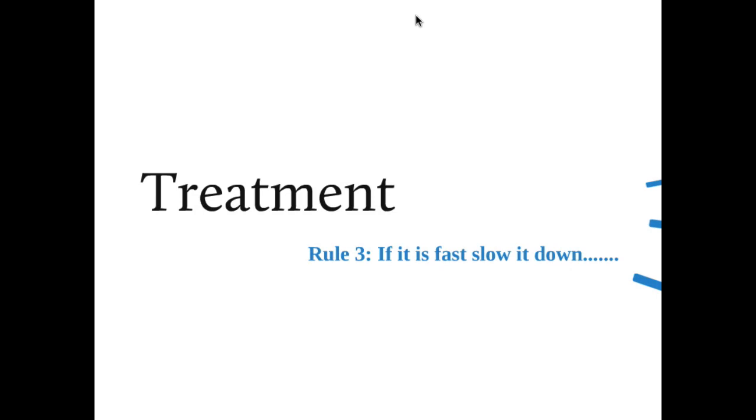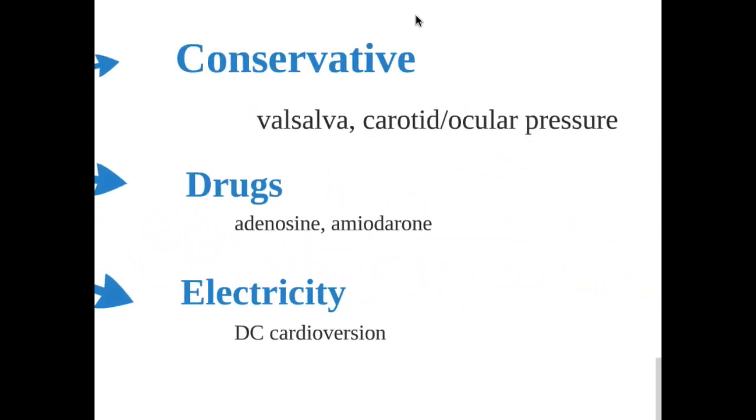Okay, so that's all of the regular SVTs. What about the treatment of those? Well, now this becomes rule three. If it's fast, slow it down. And before, remember, when we talked about bradycardias, our options were atropine, not adenosine, atropine, and pacing, either permanent or temporary. In tachycardia, we've got quite a few more options.